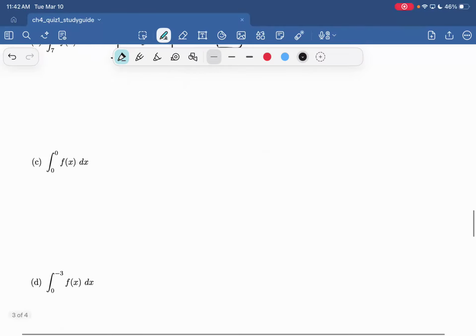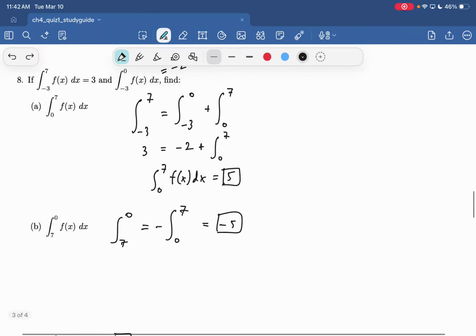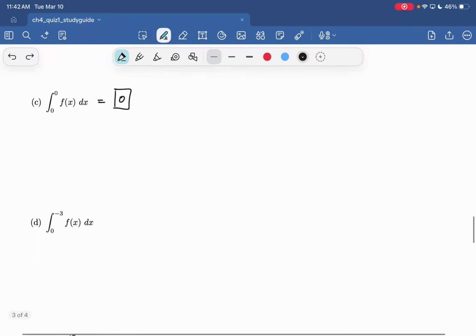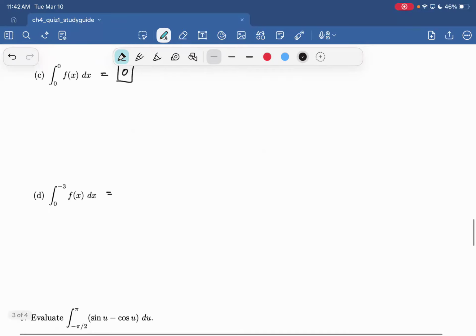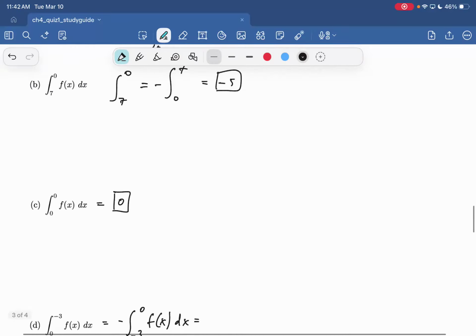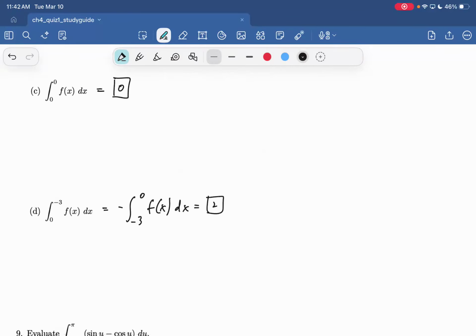For part C, this is just going to be equal to 0, and we can know that just from looking at it, because the upper and lower limits of integration are the same. We're just evaluating the area under a curve, but the width is equal to 0, and so the area is obviously 0. And then for the last one, this integral is equal to the negative of the integral from -3 to 0, which we know is -2. And so this should equal +2.